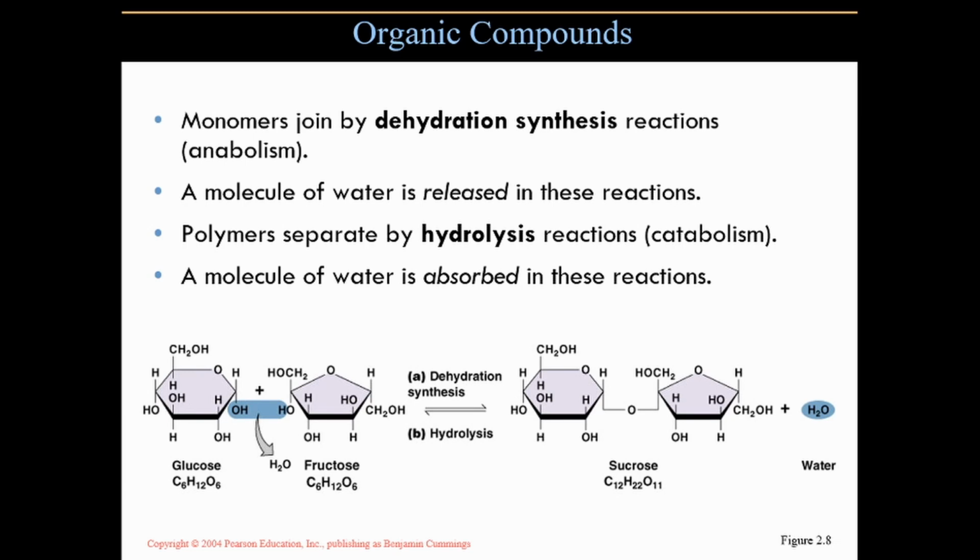So dehydration synthesis builds, hydrolysis breaks. And you can see that in the example here on the bottom, where glucose can join with fructose, a molecule of water leaves, and it makes sucrose. Or you could go in the reverse, where you have sucrose, add water, and it splits it into glucose and fructose. So these are reversible reactions, and these conditions are needed, either removing water to build or adding water to break.